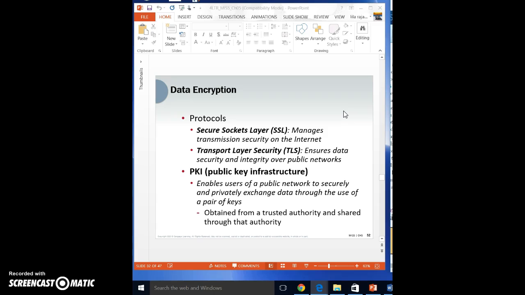There are two main types of encryption, asymmetric and symmetric. But let's first understand what PKI is. A PKI is a public key infrastructure, which enables the users of a public network, such as the Internet, to securely and privately exchange data through the use of a pair of keys, a public one and a private one, that is obtained from a trusted authority and shared through that authority.